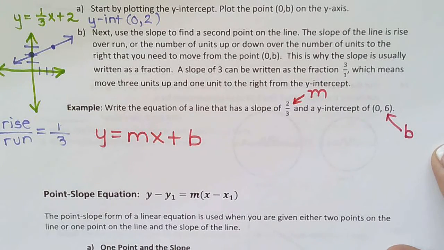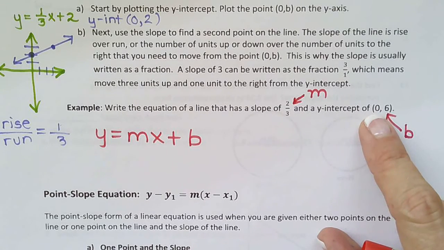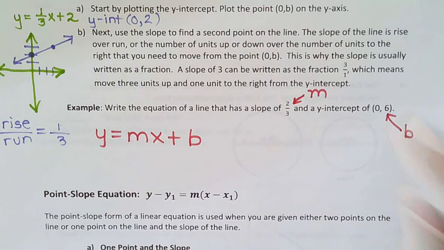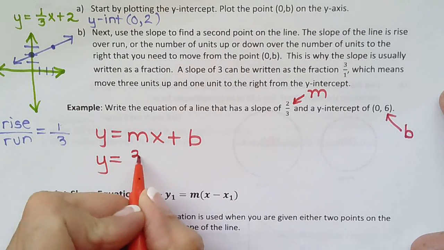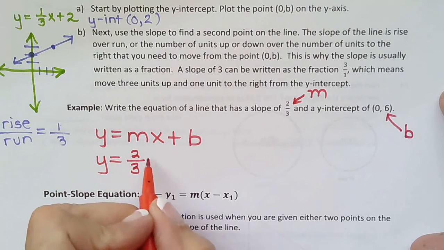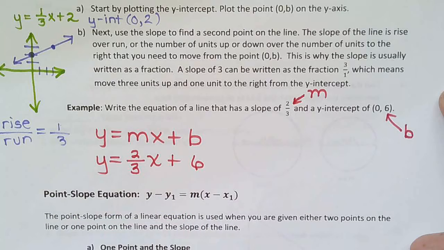Could you get the right answer if you did that? Absolutely. But if they're giving you the y-intercept, which I know they are because x is 0, boom, your b's already there. So you just go down the line and plug in. So don't make more work for yourself than you have to. So in place of the m, plug in 2/3. In place of the b, plug in 6. Boom, done. So anytime they give you the slope and y-intercept, you can go right to the answer.